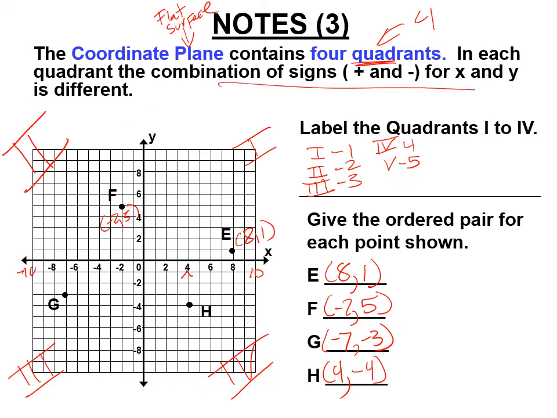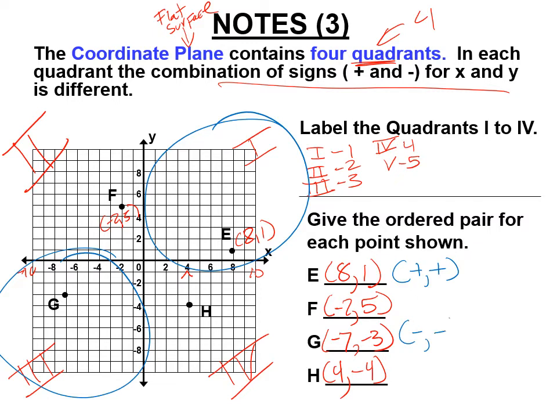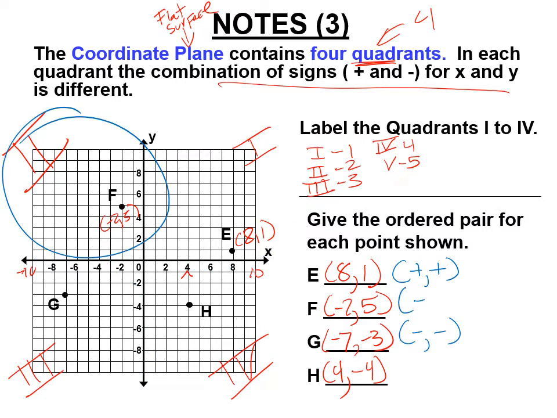In each quadrant, the combination of signs, positive and negative, for X and Y is different. So let's make a little table. In quadrant 1, right, where E was, they're both positive. In quadrant 3, down here where G is, they're both negative. Those are the two easy to remember. Now, in quadrant 2, over here, the first one is negative and the second one is positive. And then finally in quadrant 4, the first one is positive and the second one is negative. That's how it works, right? Those are all the possible combinations of positive and negative.